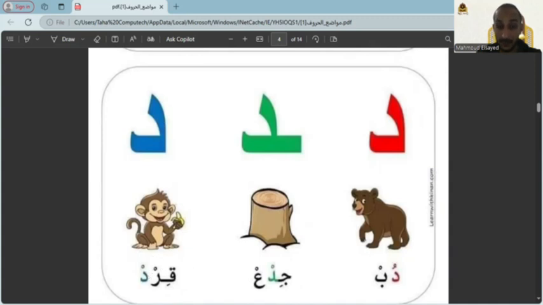So here is how the dal looks at the beginning, in the middle, and at the end. And keep in mind that the dal is one of the letters that can only be connected from the right. It cannot be connected from the left. So this is the first one in this group.